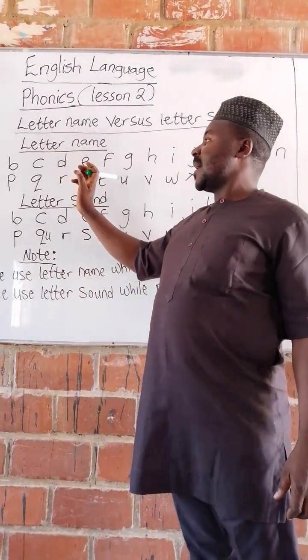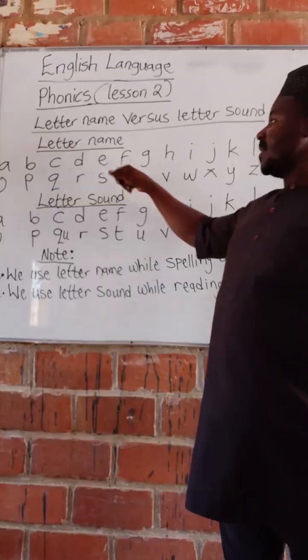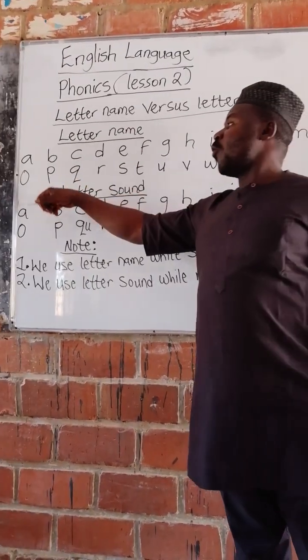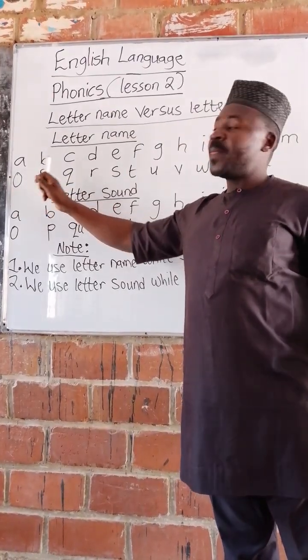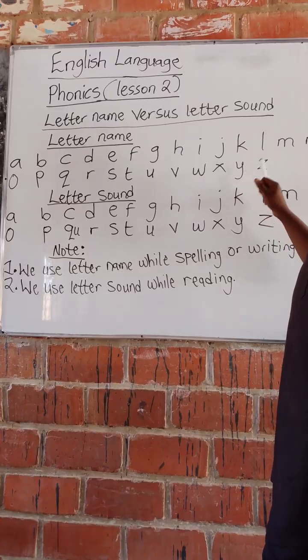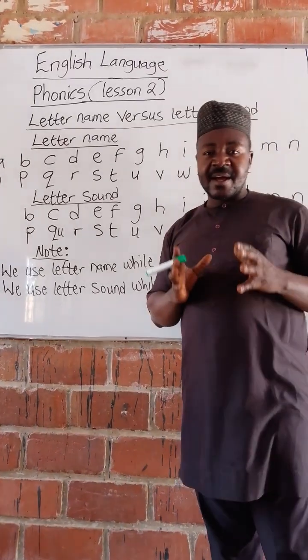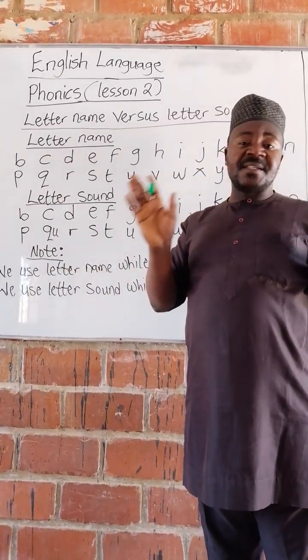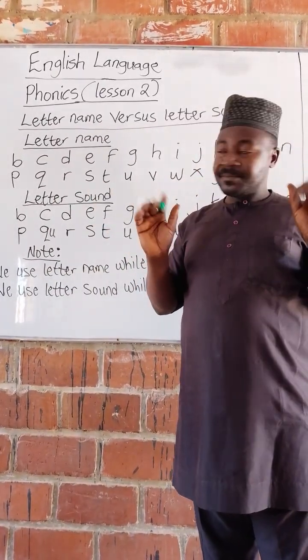So these are the letter names: A, B, C, D, E, F, G, H, I, J, K, L, M, N, O, P. Do not say O. O, P, Q, R, S, T, U, V, W, X, Y, Z. Any letter here has its name, and each of them has a different name. They don't have the same name.